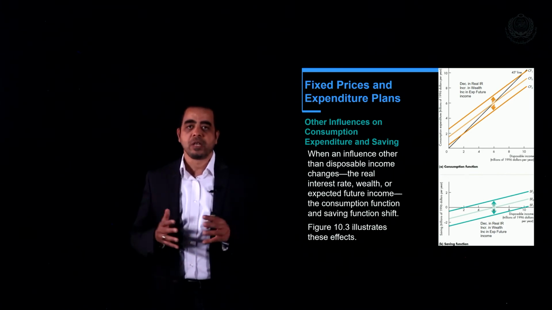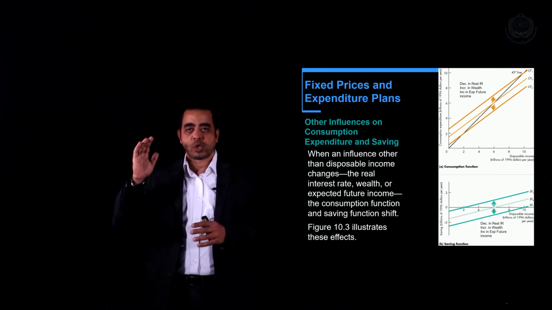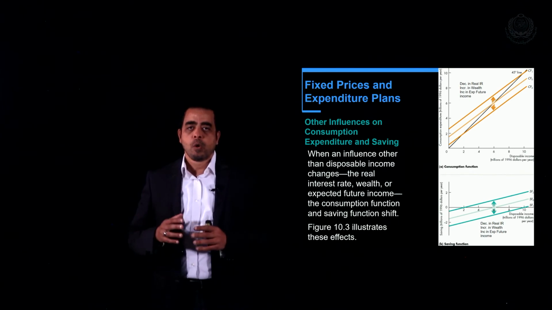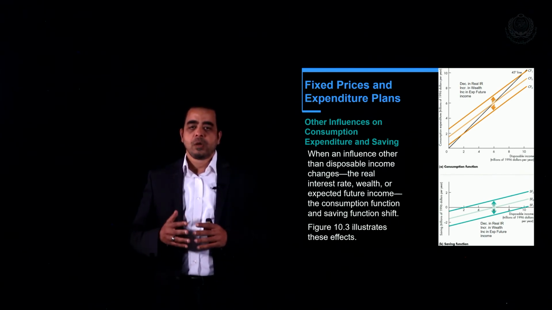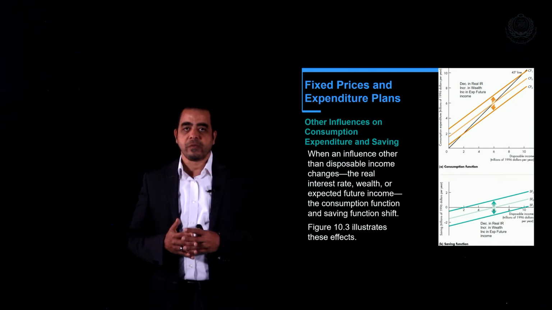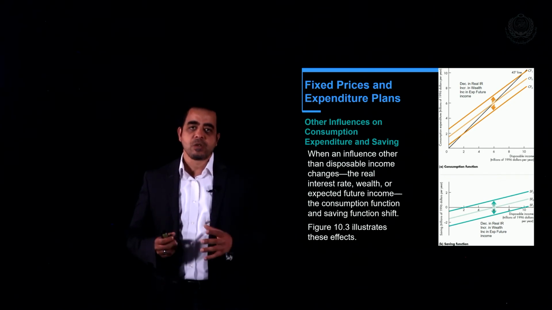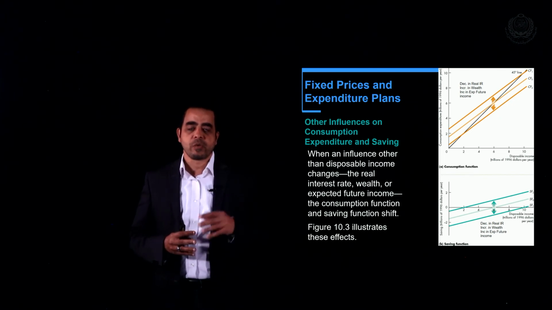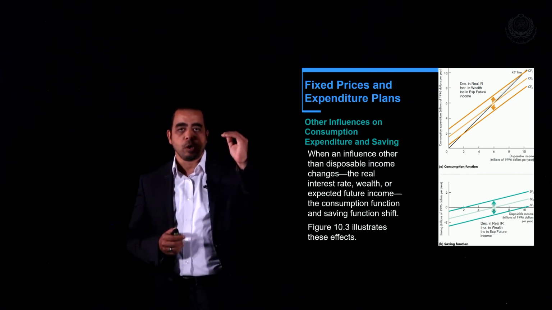Still talking about the mirror image. Consumption goes down, savings will go up. What are other factors that may do the same? Here we have the expected future income. If we are expecting higher income in the future, this means that we are less concerned about the future. We don't need to make more savings, so the savings will go down, consumption will go up.